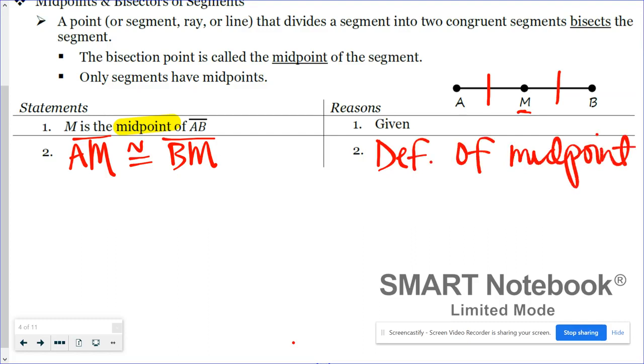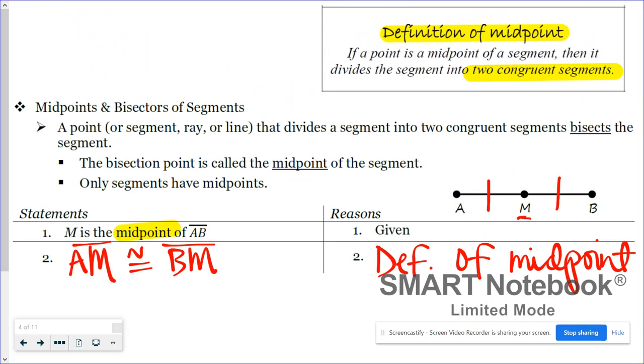Okay. Now, all of these reasons that you're going to be using in your proofs are on your summary sheet, okay? And notice that I am using simply the title, okay? So in italics is what the actual definition says. So if you're uncertain what you can conclude, you can read it, and it will tell you that you can conclude there are 2 congruent segments, okay?